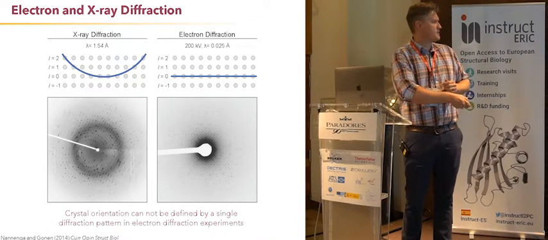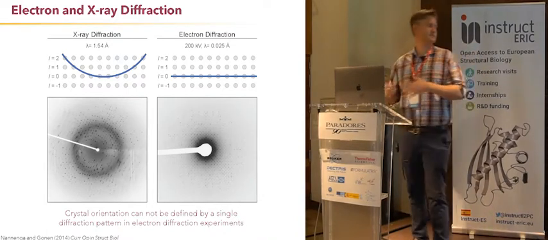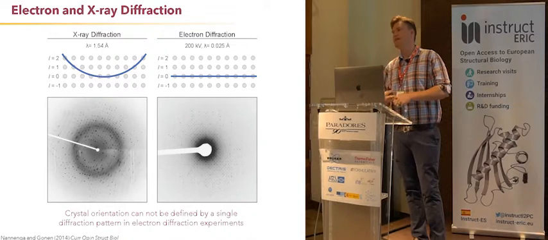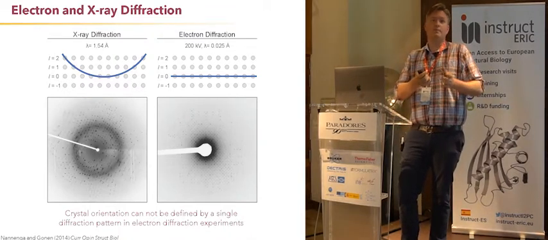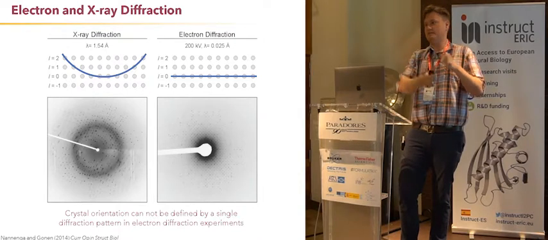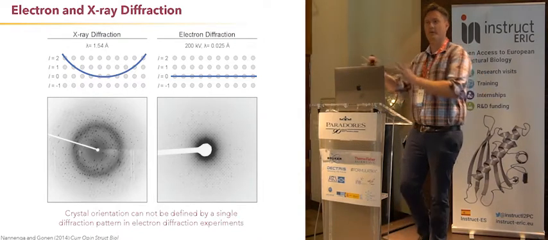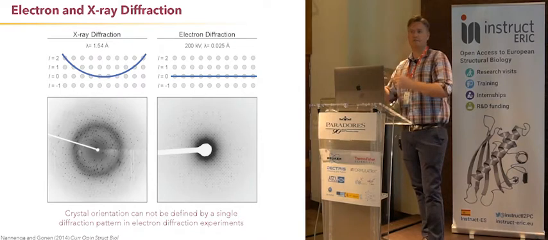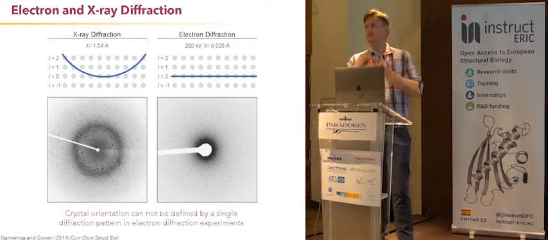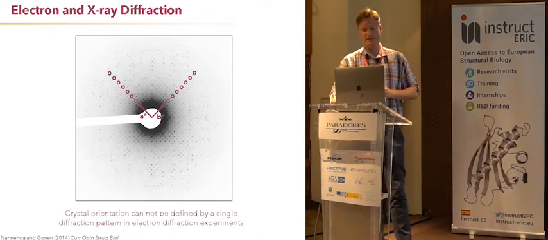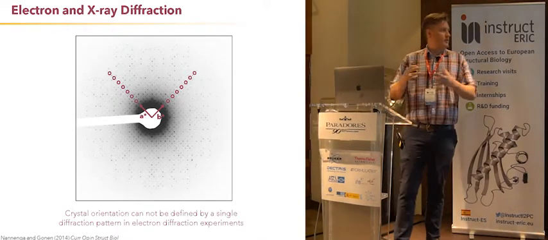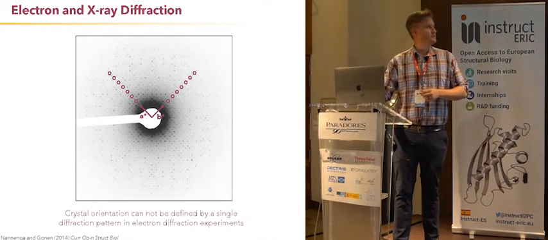And so this was the big problem: crystal orientation can't be defined by a single diffraction pattern for electron diffraction. Now in 2D electron diffraction, for 2D crystals, that wasn't a problem because they always orient with the c-axis pointing straight up, so you already know what that third dimension is, and you can go from there. But for 3D crystals that might land different ways in the grid, it's not immediately obvious how to index that. So that was one of the big hurdles with using thin 3D crystals for structure determination.